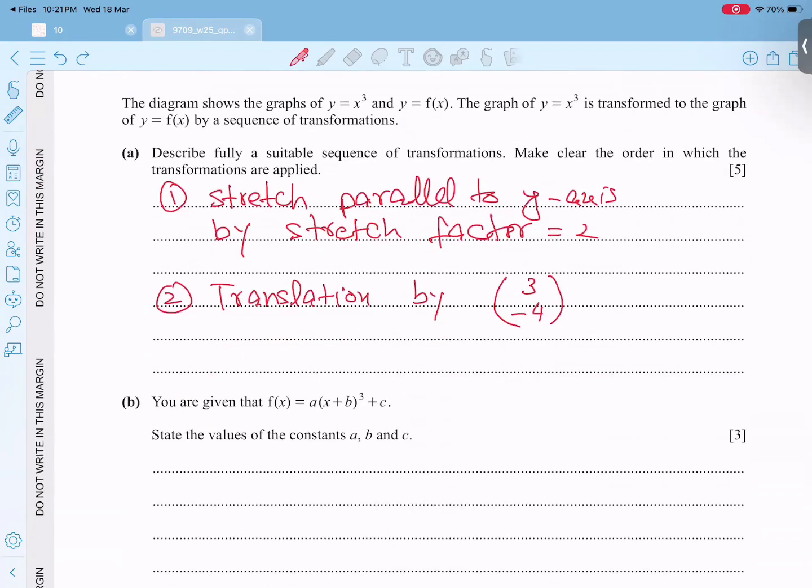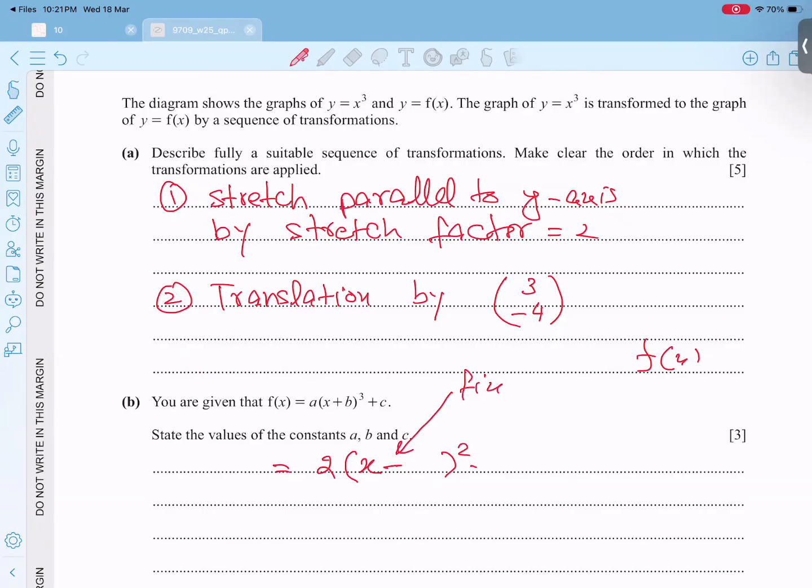Whenever you stretch, if you multiply by any factor outside, this is called a stretch parallel to the y-axis. If 3 times, it is called a stretch 3 times. If 2 times, then 2 times. So the number mentioned outside is the stretch factor. And students, this minus is a fix, a formula.